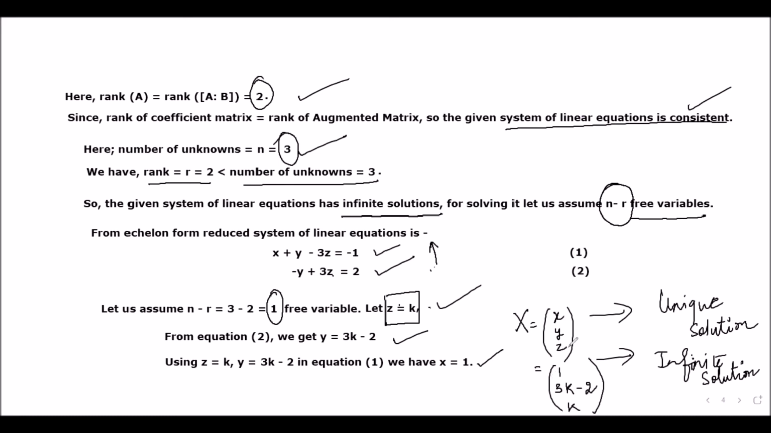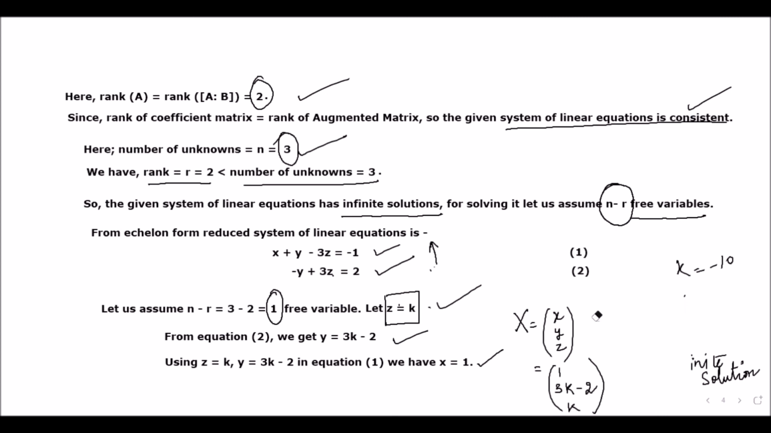Why are we saying infinite solutions? Because if I consider k as 0, I will get one solution. If I consider k as 1, I will get another solution. If I consider k as minus 10, I will get another solution. So by changing the value of k, we can find many solutions of this given system of linear equations.